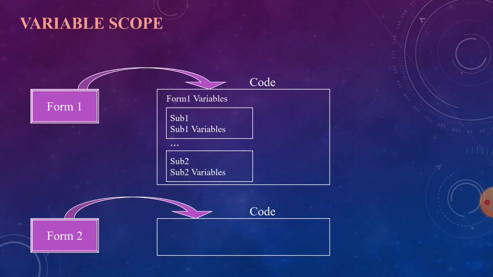So in form 1 I have declared some variables: sub 1 variables, sub 2 and sub 2 variables. Here in form 2 we have declared only the code. We didn't declare any variables. Whereas in form 1 we have declared variables, and those variables can be used in form 2. That is the scope.